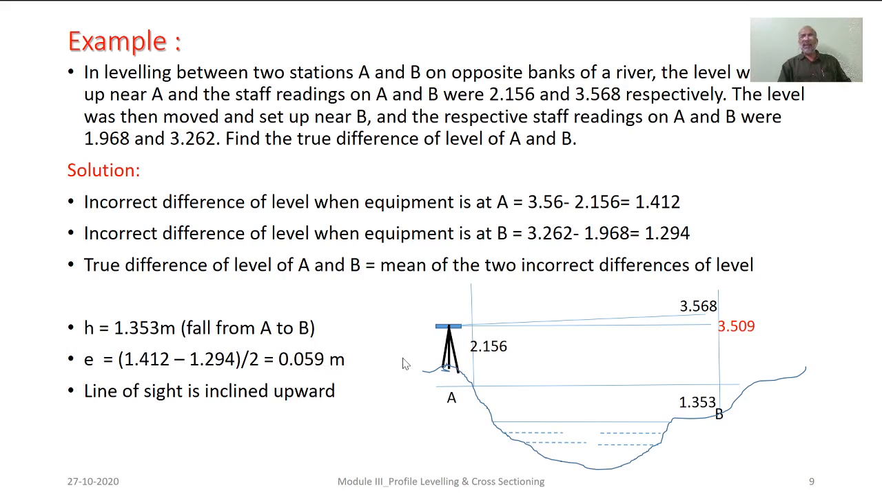So, here one thing you can see through this particular sketch schematically. Here on station A, reading observed is 2.156. As we have determined the true difference in elevation as 1.353, that means this vertical ordinate should be 1.353. As such, the actual reading corresponding to that same level line or horizontal line should be the sum of 1.353 and 2.156, which is nothing but 3.509. But as you see here, the reading is worked out as 3.568, which indicates the line of sight is inclined upward.